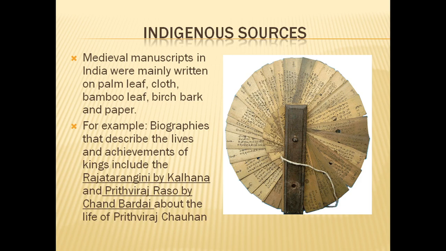Poets and chroniclers were appointed by the kings. Their job was to record all the happenings of the state. Some of these have been preserved and published by Colonel Todd in his famous book Annals and Antiquities of Rajasthan. Important biographies that describe the lives and achievements of kings include the Rajatarangini by Kalhana. Next one is Prithviraj Raso by Chand Bardai about the life of Prithviraj Chauhan. This is what we learned about indigenous sources, those created within the country.